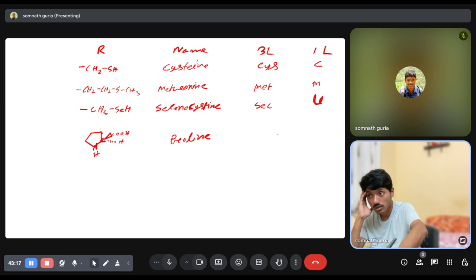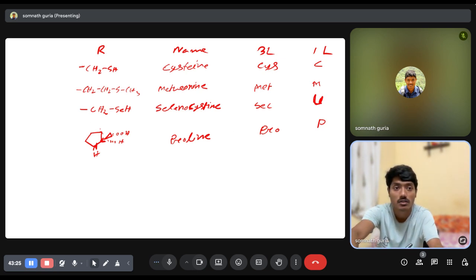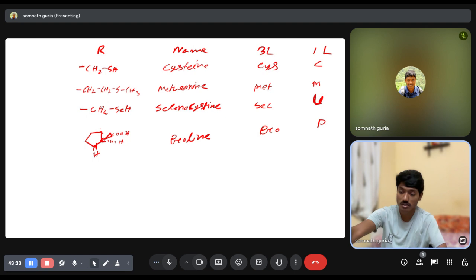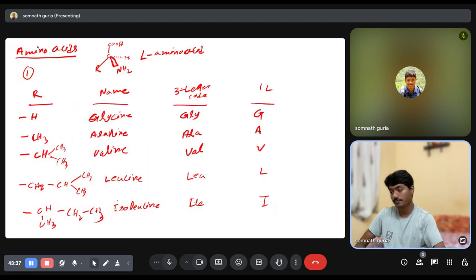and the three letter code is Pro, one letter code is P. Okay, so these are the amino acids which are naturally occurring. So all those amino acids, starting from the glycine.